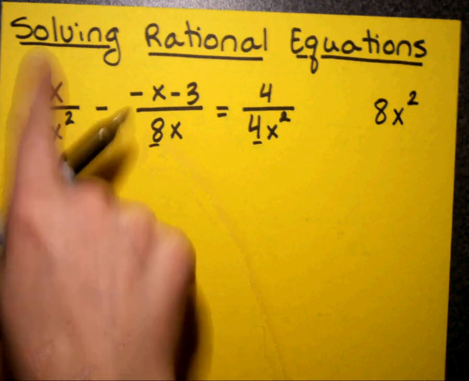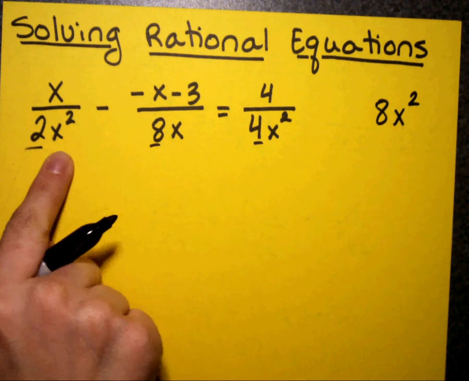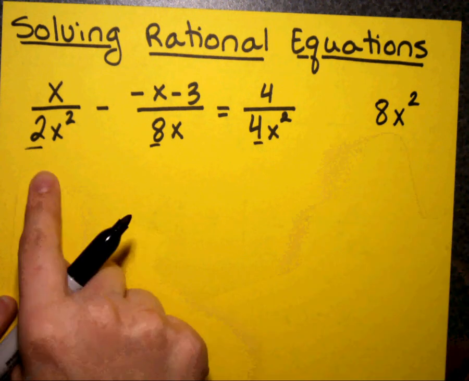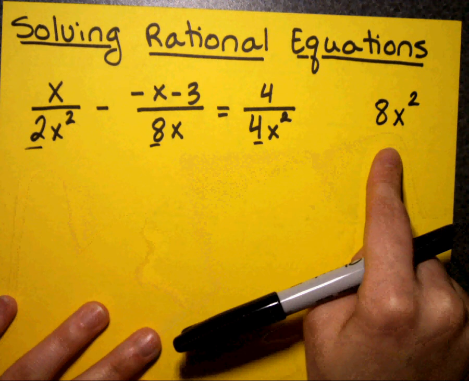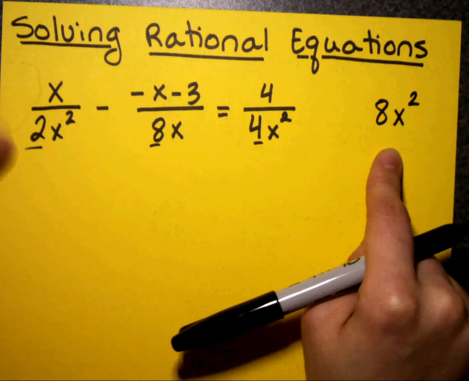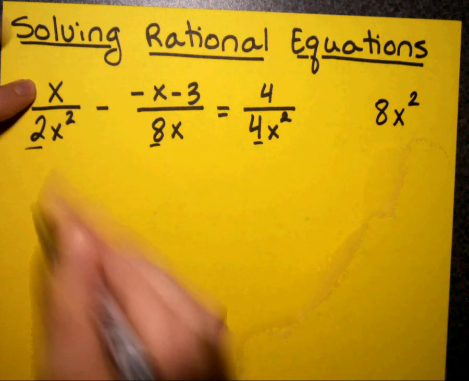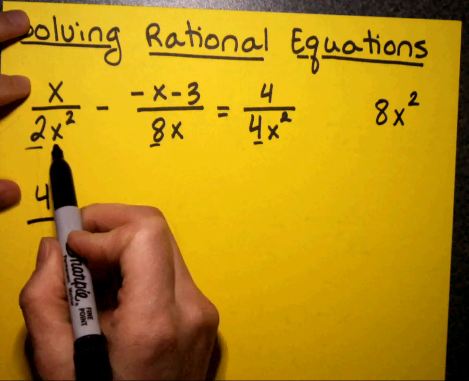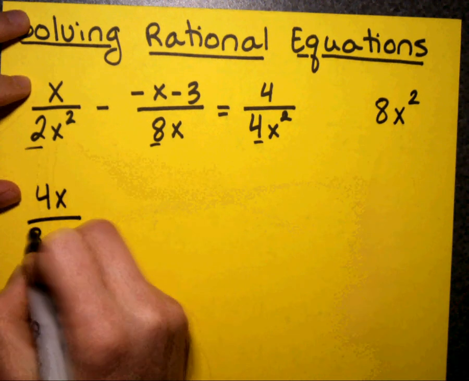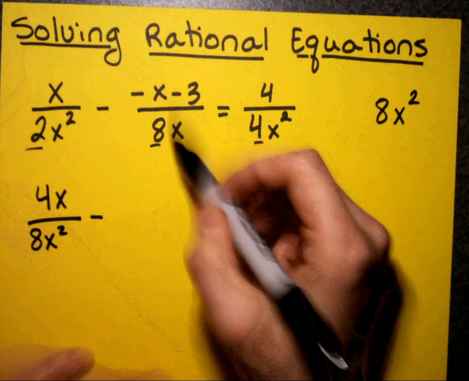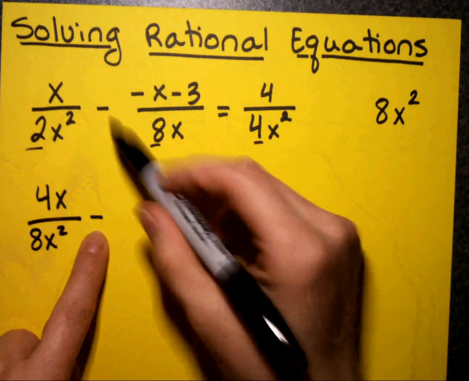So my first fraction, I have 2x squared for the denominator. I need 8x squared. So what do I multiply 2x squared by? That gives me 8x squared, and it should be 4. So I need to multiply the numerator and the denominator of my first fraction by 4. So 4 times x gives me 4x, and 4 times 2x squared does give me 8x squared like we wanted, minus.